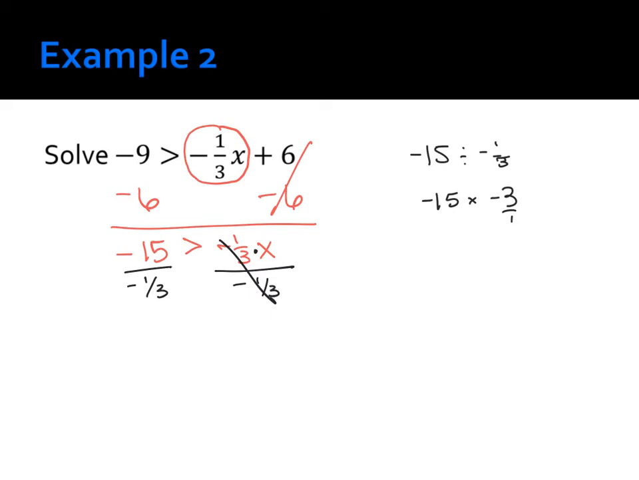So now what I end up with is negative 15 times negative 3, which is a positive 45. I did have to divide or multiply in this case by a negative number, so I have to reverse my inequality, and then I have my x. Because I like to write x first, I am going to rewrite this real quick and write it as x is greater than 45. Remember, the opening of the inequality is facing the x here, so when I write x first, that opening also has to be facing the variable.